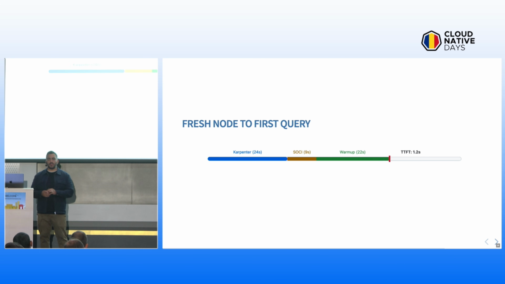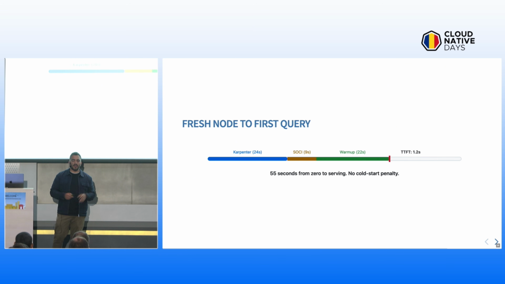So to put it in a picture, how all of this ties together, in this case I'm using Karpenter as well to launch the node: 24 seconds. Downloaded the image: 9 seconds. Warm up: 22 seconds, and you need to load the model into memory to start working. So around 55 seconds, you get your fresh node running, operative with a new model to start scaling out, right?